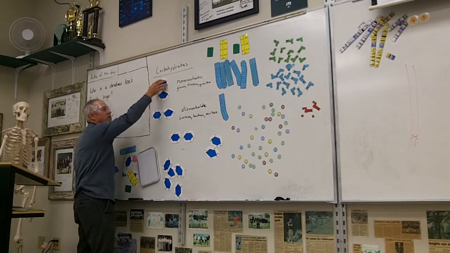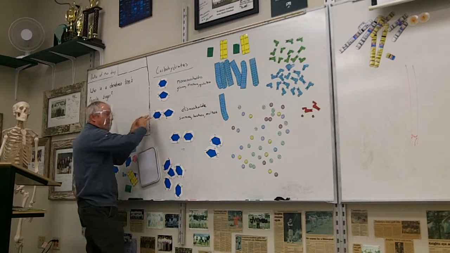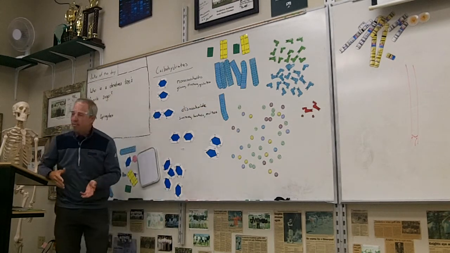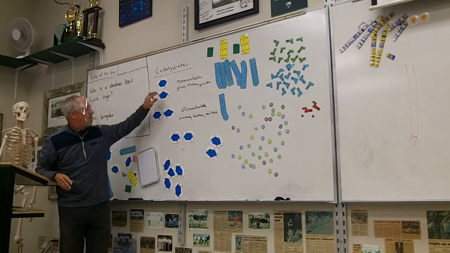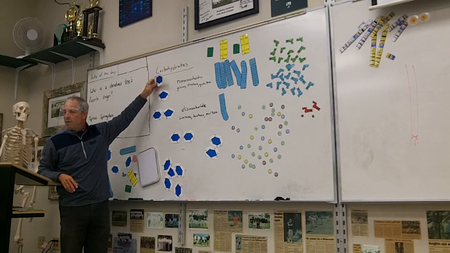We call a single unit a monomer, and we call many units together a polymer. So a monomer is a single unit. Mono means one. You know Monopoly?